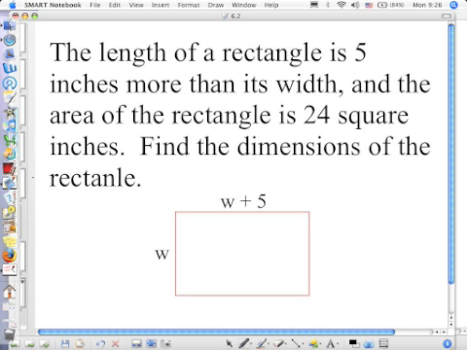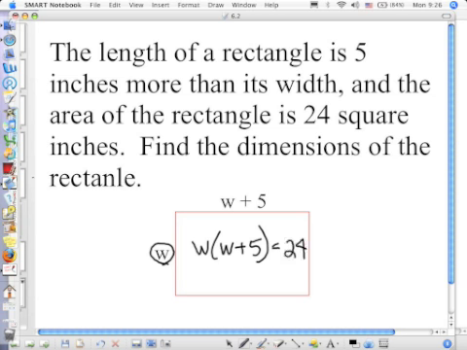We have a rectangle where the length is 5 inches more than the width. Okay, now let's look at the thinking behind this. Here's your width. We don't know it, so we say W. The length is 5 more than that. So I don't add 5 to L. I add 5 to W because it's 5 more than the width. It says the area of the rectangle is 24. How do you find area of a rectangle? L times W. You multiply length times width. Well, I'm going to multiply these two dimensions together to get my area of 24.